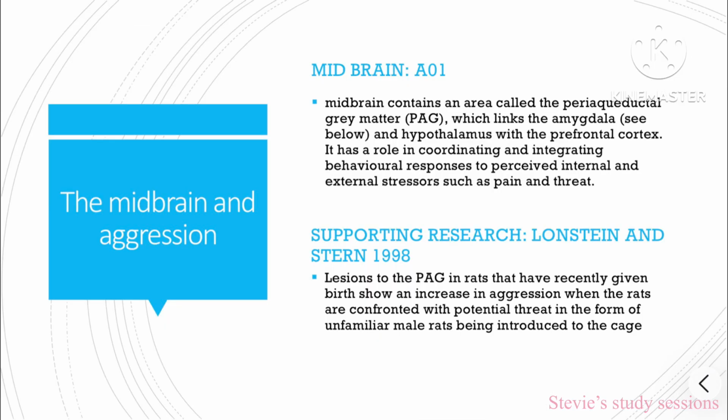The midbrain contains an area called the periaqueductal grey matter, or PAG, which links the amygdala to the hypothalamus with the prefrontal cortex. It has a role in coordinating and integrating behavioral responses to perceived internal and external stresses, such as pain and threat. Supporting research is Lowenstein and Stern, 1988. Lesions to PAG in rats were shown to increase aggression when rats were confronted with potential threats in the form of unfamiliar male rats being introduced to the cage.